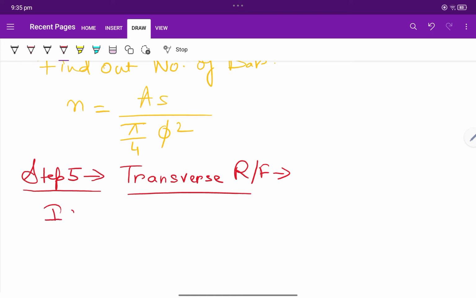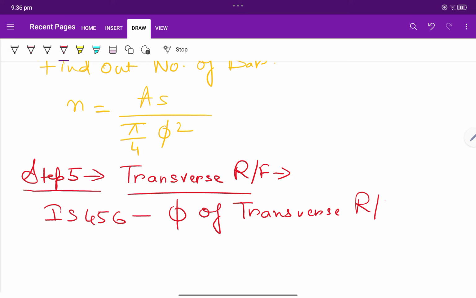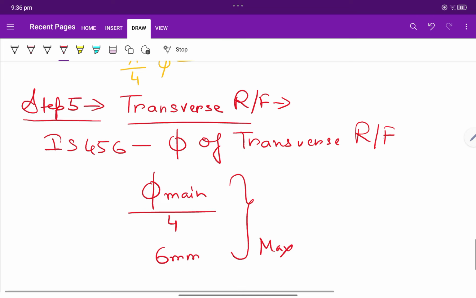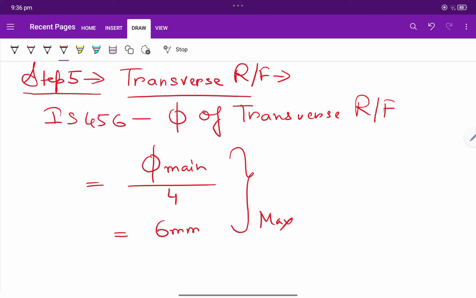According to IS 456, the dia of the transverse reinforcement will be phi main divided by 4 or 6 mm, whichever is maximum. In this way the lateral ties dia will be fixed.